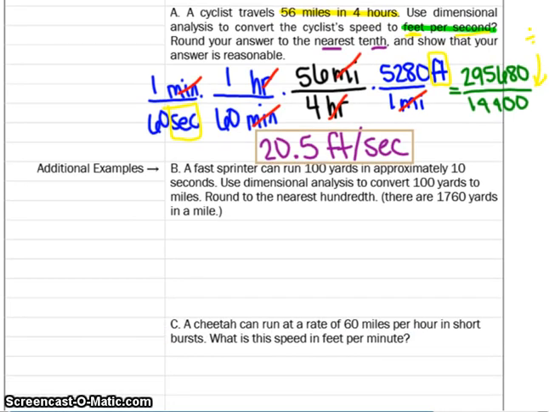It says, letter B, a fast sprinter can run 100 yards in approximately 10 seconds. Use dimensional analysis to convert 100 yards to miles. Round to the nearest hundredth. And then it tells us there are 1,760 yards in 1 mile. So this time, I'm only converting one unit, it looks like.